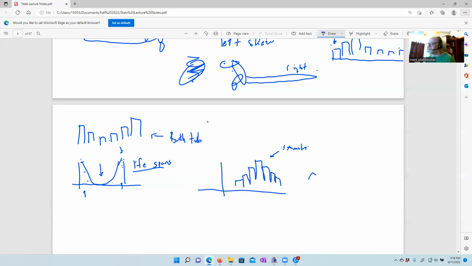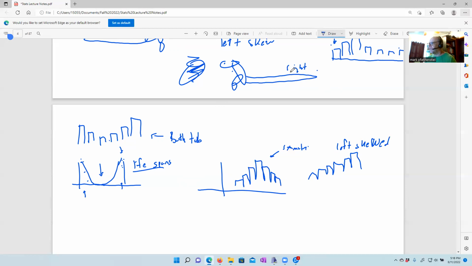Left skewed, remember, the tail is on the left-hand side. I'm going to show you another dinosaur. So this is left skewed. Remember, it's the direction of the tail. It's not where the hump is. It's not where the median is. It's the direction of the tail. So that's how you do the horrible dinosaur.